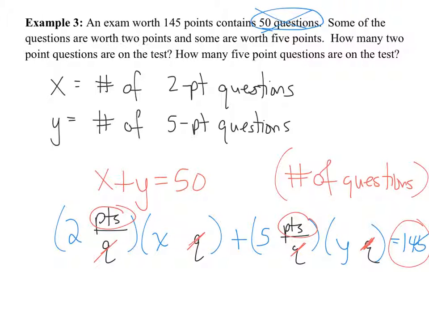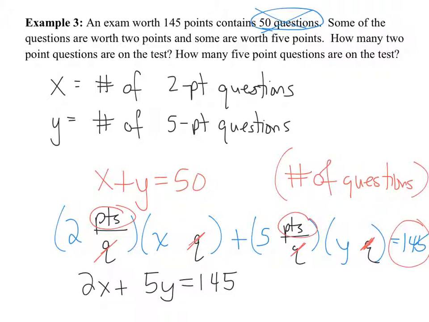So if you get stuck when you're doing these kinds of problems, think about the units each thing has. 2 points per question times x amount of questions, plus 5 points per question times y amount of questions equals 145 points. Why is everything in points? Because questions cancel. Denominator, numerator, multiply, they cancel. So you're left with some amount of points plus some amount of points equals some total amount of points. Okay, giving us this, which is what Christian had mentioned.